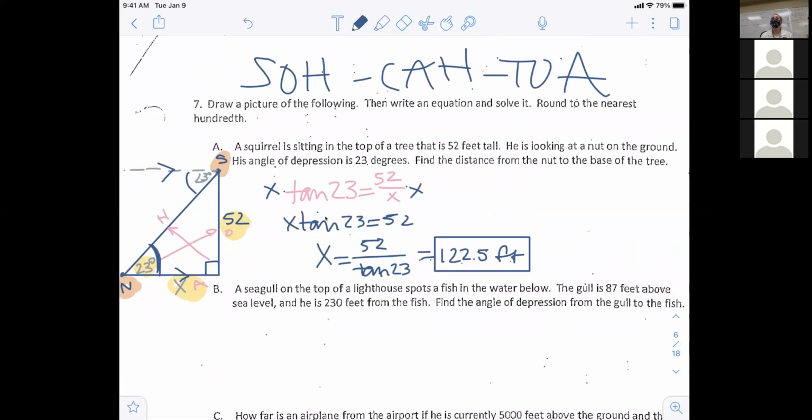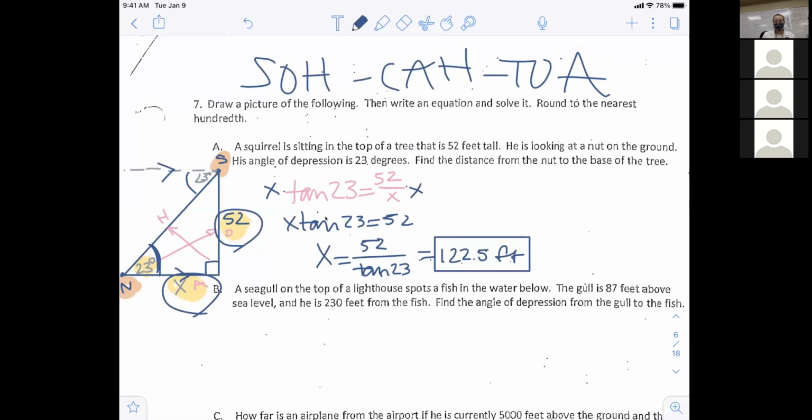TOA: tangent, opposite, adjacent. So I've got tangent of my angle equals my opposite over my adjacent. Everyone okay with the formula I wrote? Or the equation I wrote, excuse me?